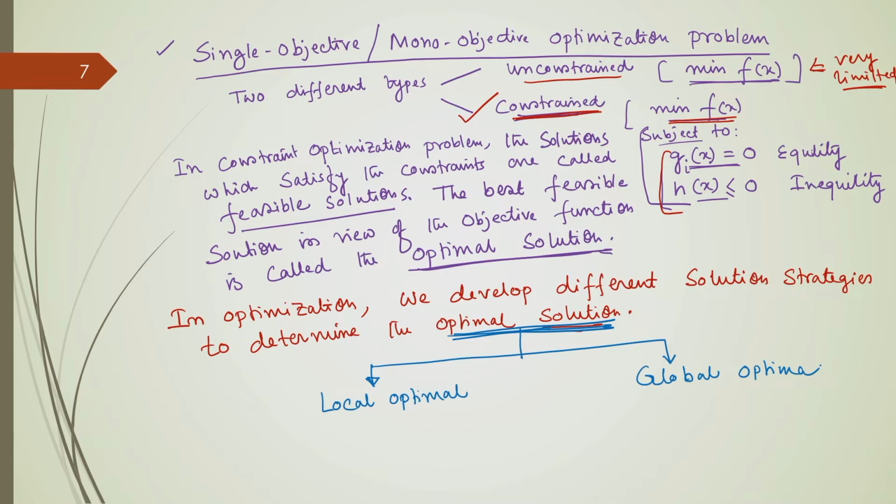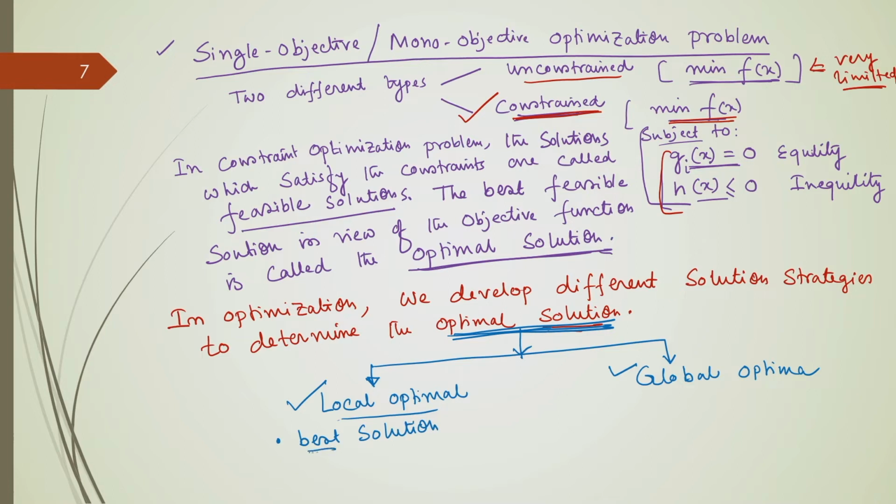Okay. Now, there are two types of optimal solution. Optimal solutions are of two types, one is called local optima, another is called global optima. Now, which one is local optima? Local optima are those solutions which are the best solution within their neighborhood.